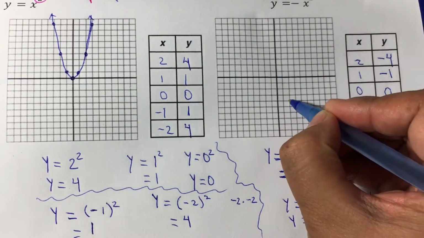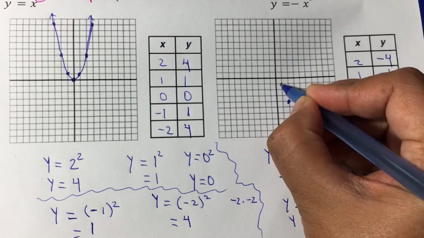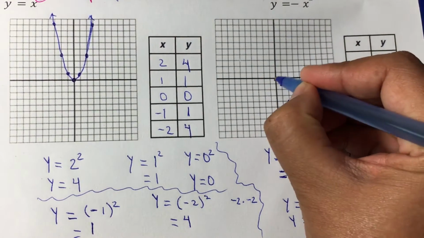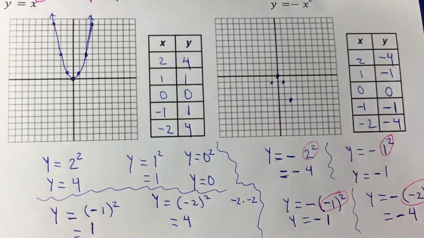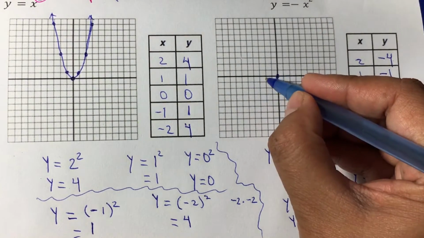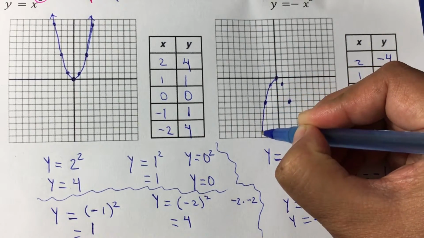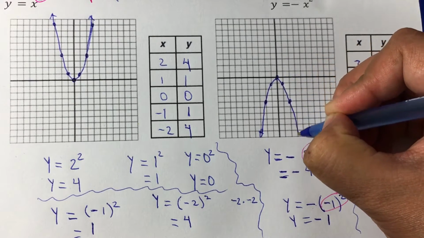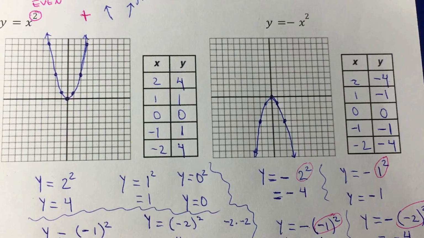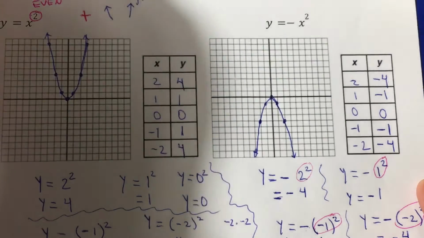So now we're able to graph, and so this will be 2, negative 4. 2, negative 4 is right there. 1, negative 1. 0, 0. Negative 1, negative 1. And negative 2, negative 4. Again, you can do more values, but those will be enough because we're just trying to find out the relationship between the negatives, the degree, and the end behavior.